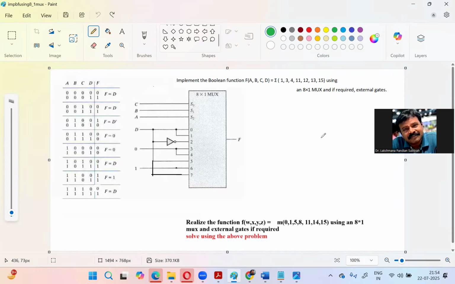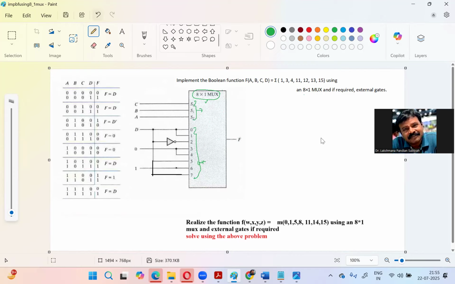In this lecture, we are going to discuss how to implement a Boolean function using an 8x1 multiplexer. The 8x1 multiplexer has 8 inputs, 3 selector lines, and one output. Depending on the selector value, the corresponding input pin is allowed through as the output. This is the multiplexer function.